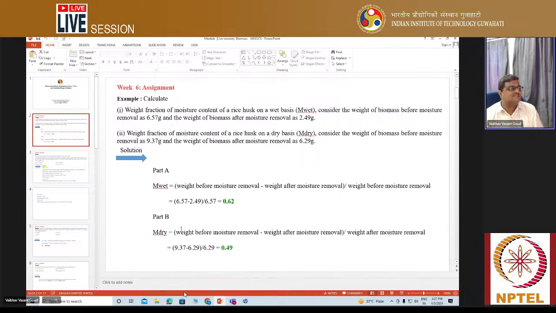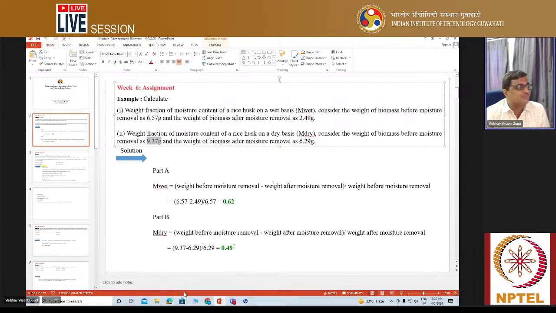Similarly on the dry basis, it is mentioned here that the weight of the biomass before the moisture removal is this much. That means it is including the moisture component in the system. Because of that, the weight fraction, or the mass moisture fraction, contained in the rice husk on the dry basis is around this much.